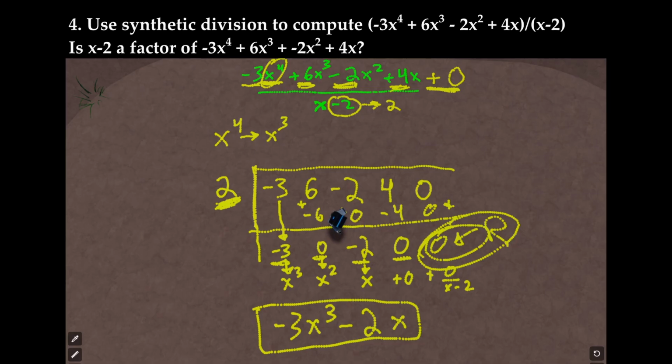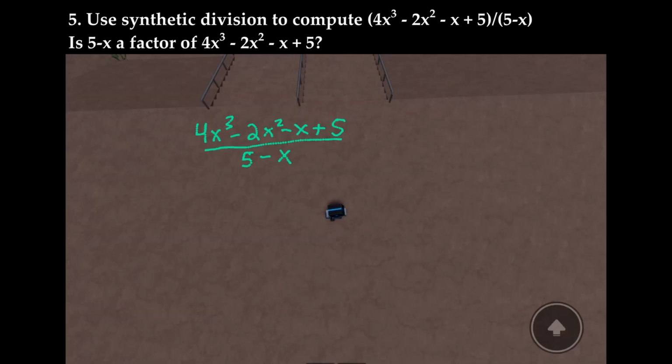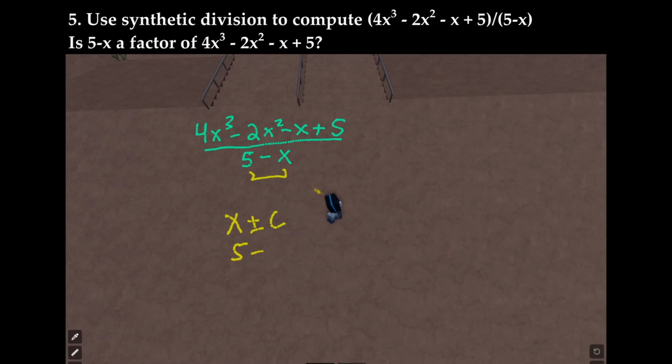Let's go to the next one. In this problem, we have 4x cubed minus 2x squared minus x plus 5 divided by 5 minus x, and we need to do synthetic division. However, you might see a problem. In synthetic division, the divisor or the denominator has to be in the form of x plus or minus a number. However, in this problem, we have 5 minus x. So that's not in the form we need.